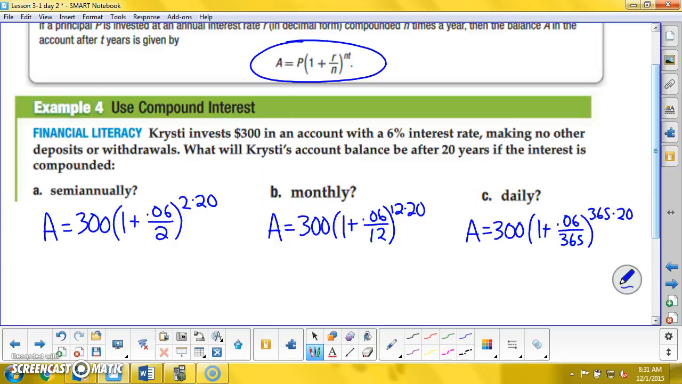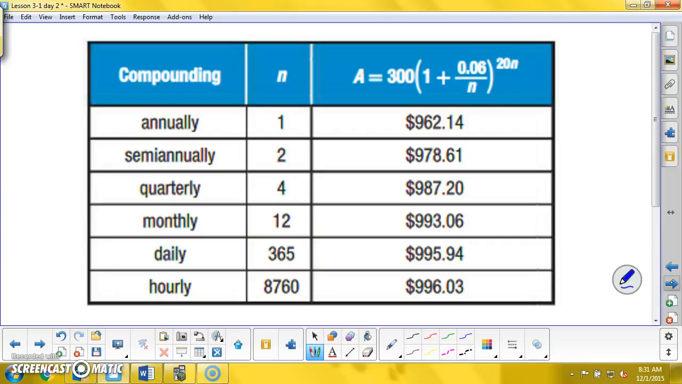Which one do you suppose will give you more money? Well, the correct answer is daily, part C, because you're calculating interest more often, so you're going to make money off of your interest. And so if you look at this chart right here, these are the dollar amounts. If we compound it annually, which is just once a year, we get $962.14 after 20 years. If we had compounded interest semi-annually, this is part A that we just got done doing, which is twice a year, we'd have a little bit more money, $978.61.